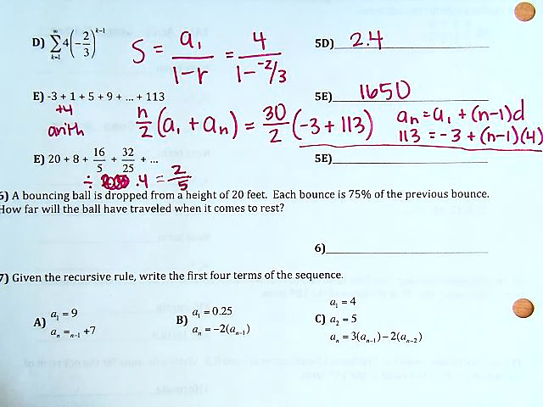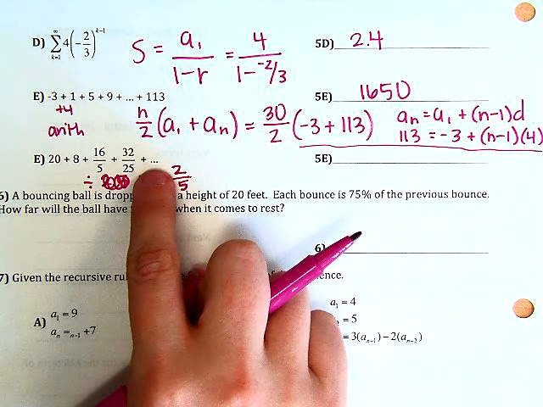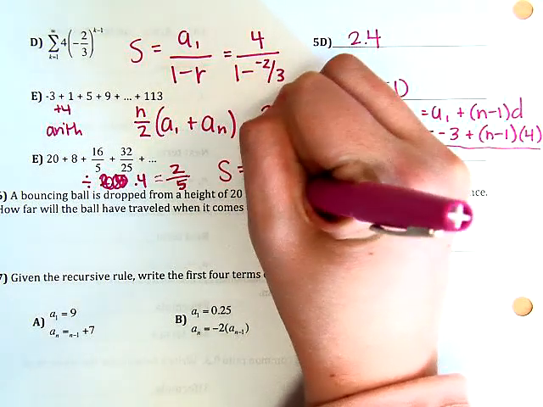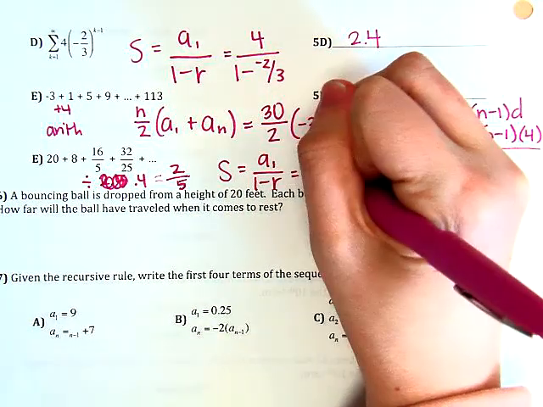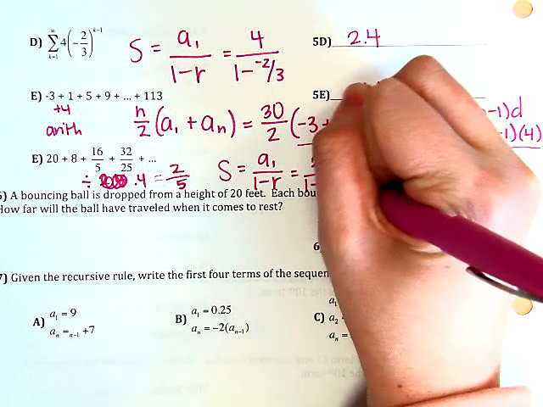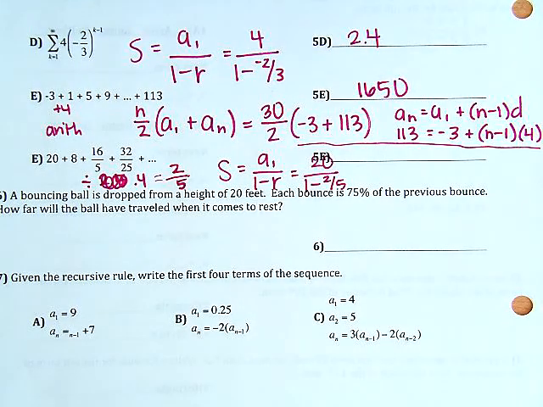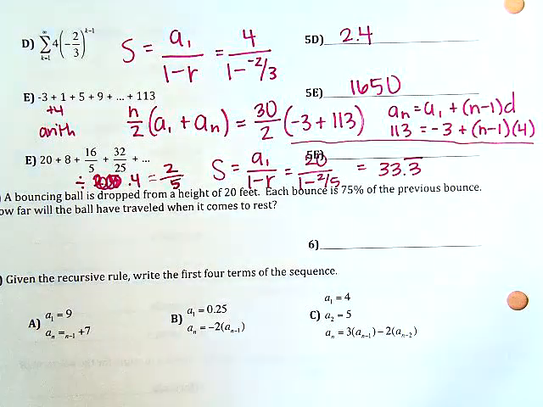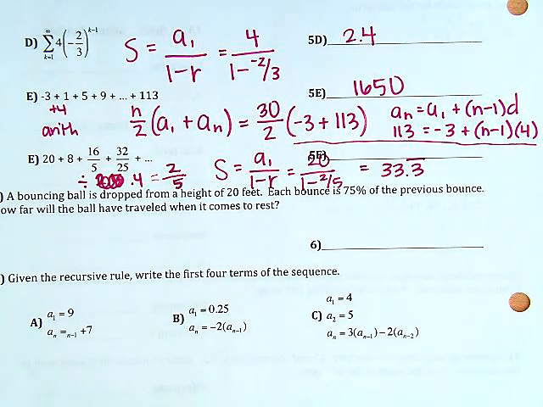So for geometric, because I'm multiplying, and that means it's going on to infinity, I use first term over 1 minus ratio. First term is 20 over 1 minus 2/5. And when you do that, you should get 33.3 repeating.